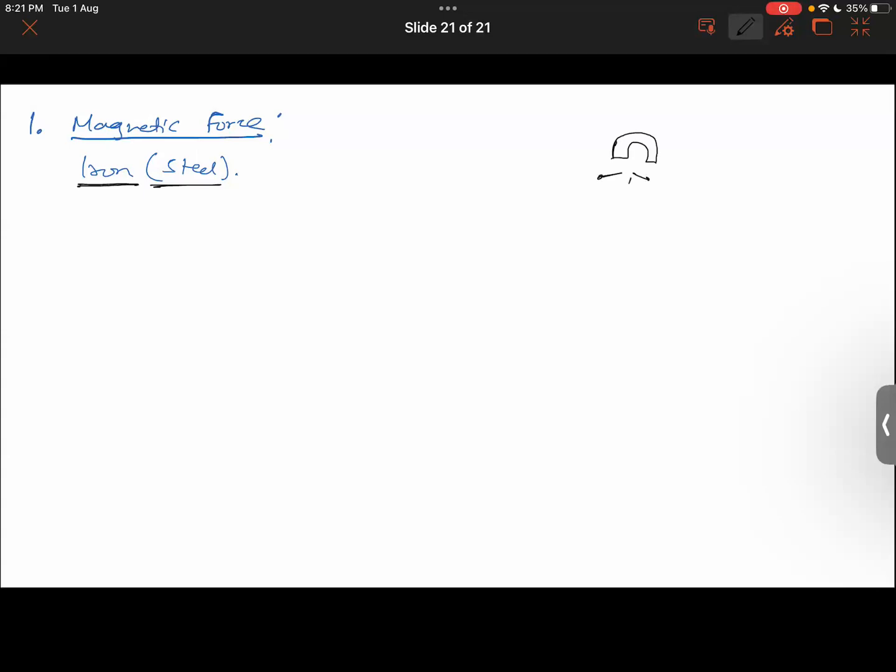Okay, so basically here what is happening, this magnet must be exerting some force on them. Magnet here, and these are pins here. This force that is being exerted by a magnet is simply called magnetic force.